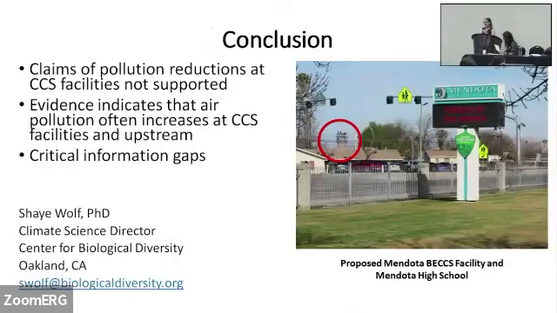So in conclusion, I think the claims of pollutant reductions at CCS facilities are not supported, but rather evidence indicates that air pollution often increases at facilities and upstream, and there are critical information gaps. And this situation seems similar to the fast tracking of fracking without adequate transparency or information on the air pollution and many other health and safety harms. We have dozens of studies about those harms now, so I urge us not to make that same mistake with CCS. Thank you.